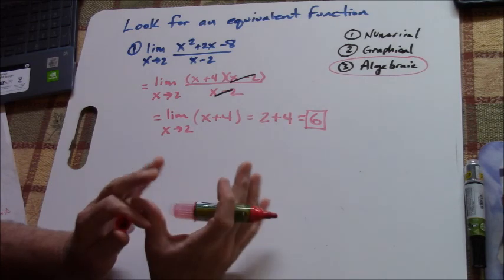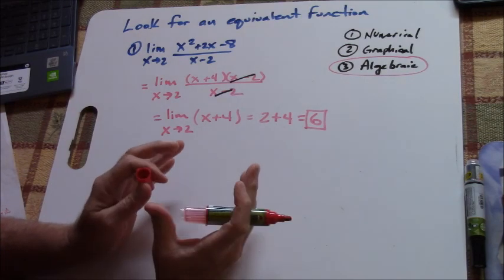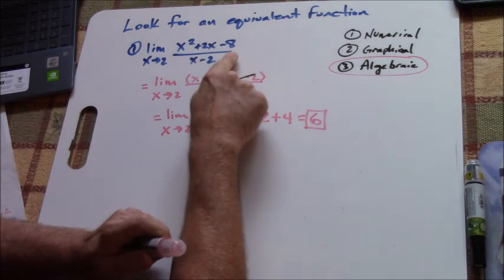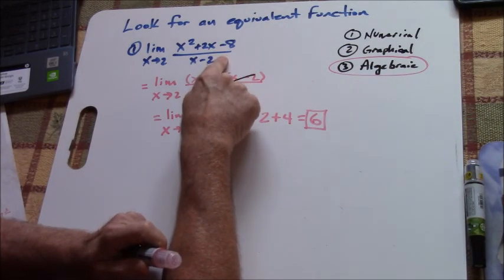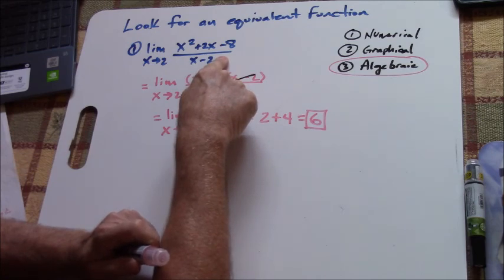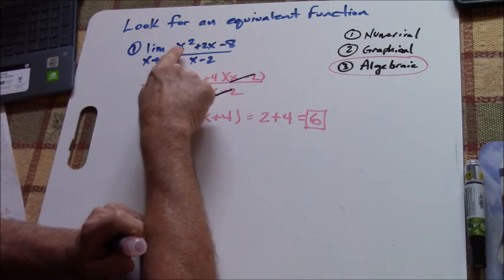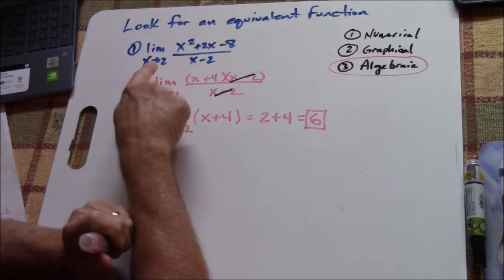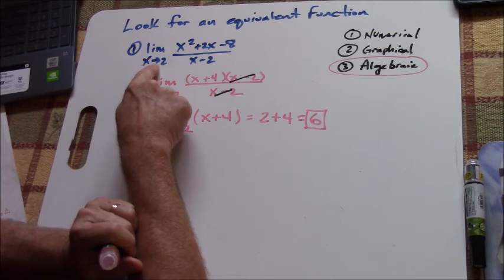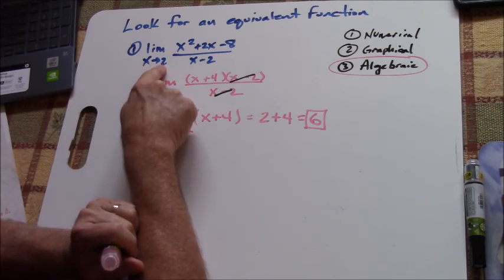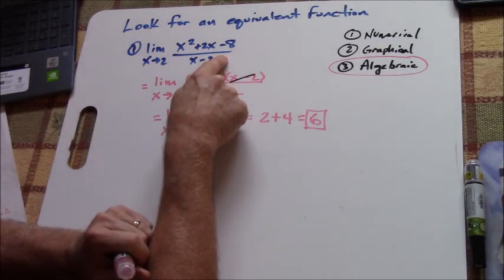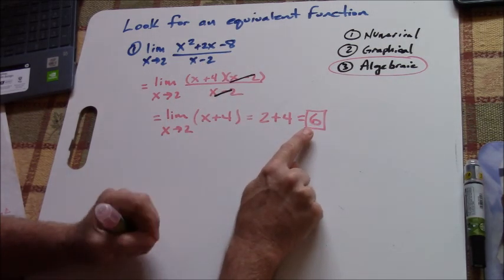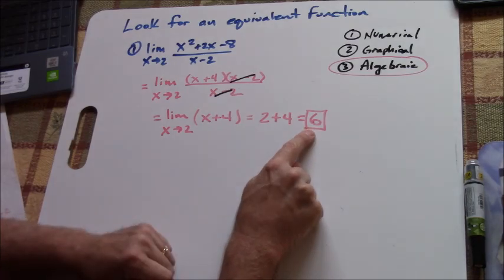Now, just to make sure that this whole idea is very clear to us, what we're saying is if I was to graph y equals this expression right here, y equals x squared plus 2x minus 8 over x minus 2, and then I looked at my graph to see as x gets close to 2 from both directions, what would the y values be getting close to? And we're saying right here, this is what we're getting close to, y equals 6.